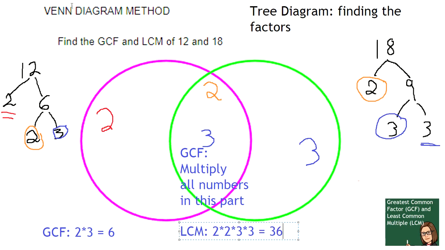And the way you find your LCM, and I'm going to do it in yellow, your LCM is found by taking all of the numbers in the whole Venn diagram times each other. So the GCF is only in the middle part. So the GCF is only going to be in this part right here. And then the LCM is all of the other numbers. And so that is how you find your GCF and LCM as a Venn diagram.